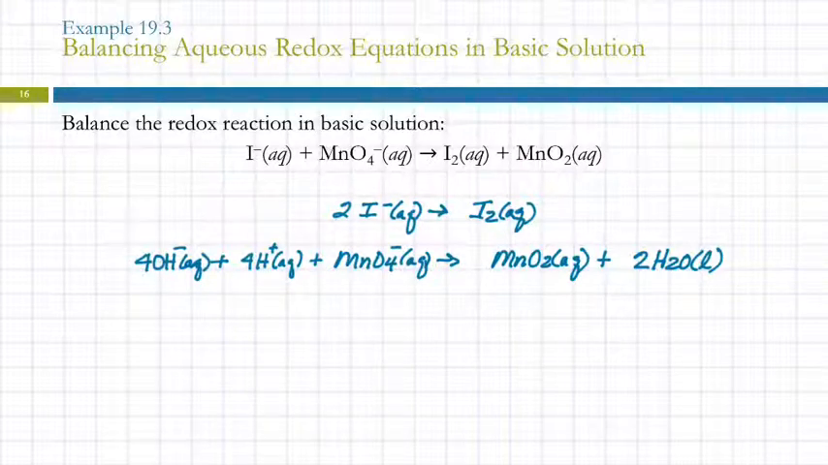We had balanced this with respect to mass, and we don't want to mess that up. So we're going to do the same thing to both sides. Everybody okay with that? I balanced it with respect to mass, and then I just added the same number of hydroxides as I had hydrogen ions. So at this point, what I like to do is simplify this a little bit, because what does hydroxide ion plus hydrogen ion make? Water.